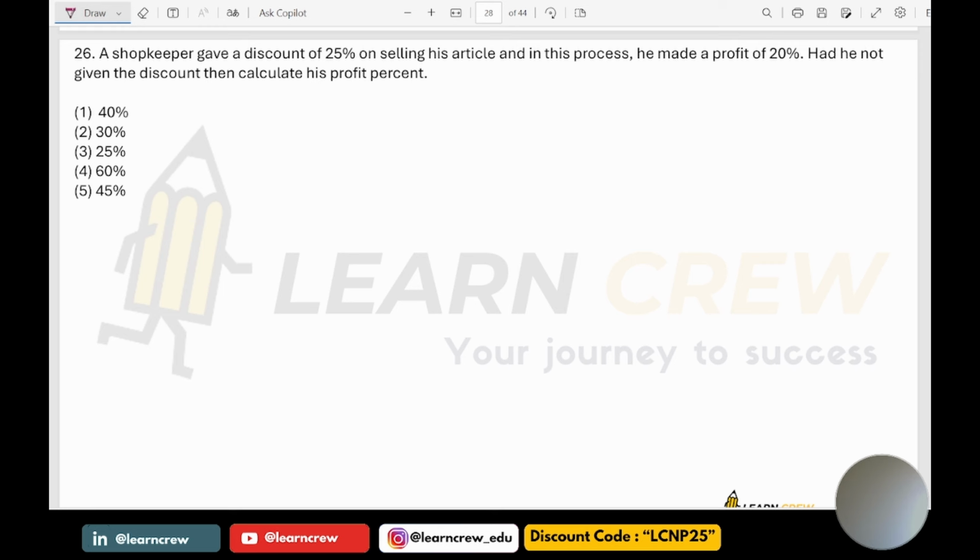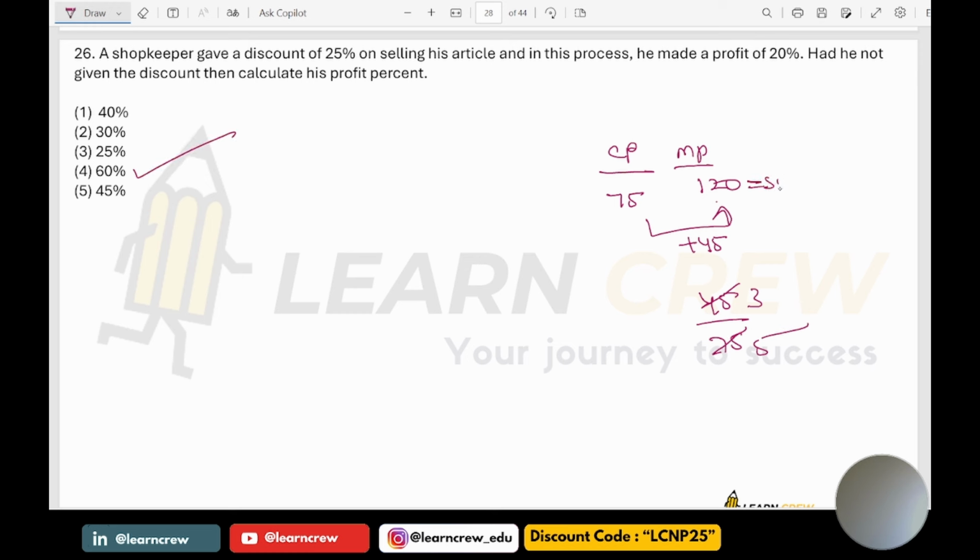Next question. A shopkeeper gives a discount of 25% on selling his article, and in this process he made a profit of 20%. Had he not given the discount? So see now, cost price and market price, the shortcut. Profit is actually on cost price, and discount is on market price. So if he is not giving the discount, means if he is selling it at 120, on 75, 45 would have been the profit. 45 on 75 is how much? 15 threes are 45, 15 fives are 75. So 60% would have been the profit.